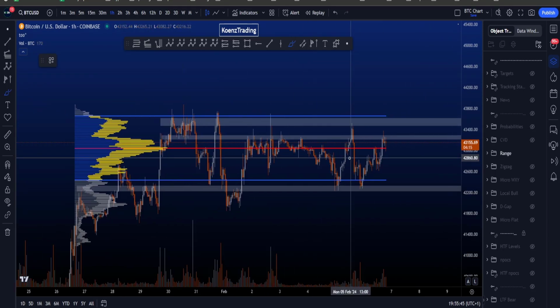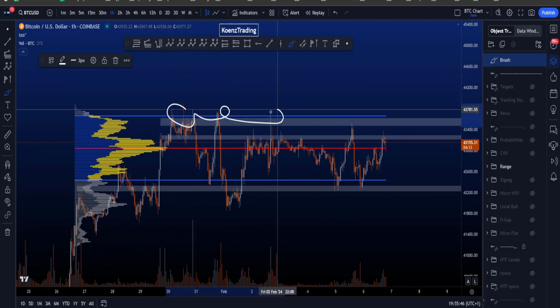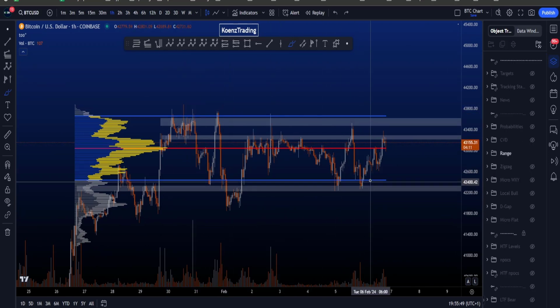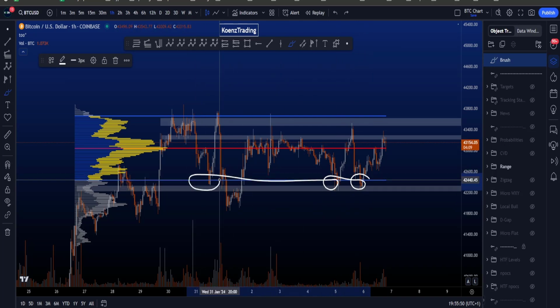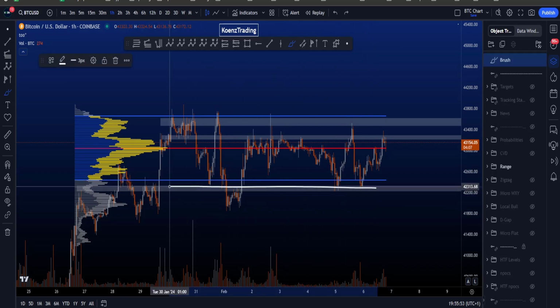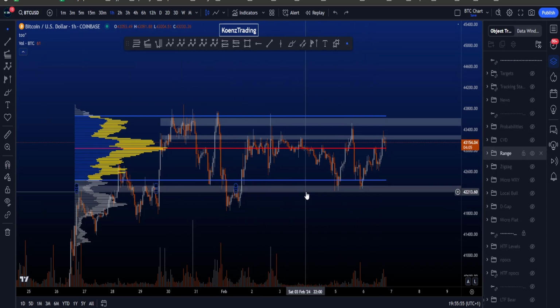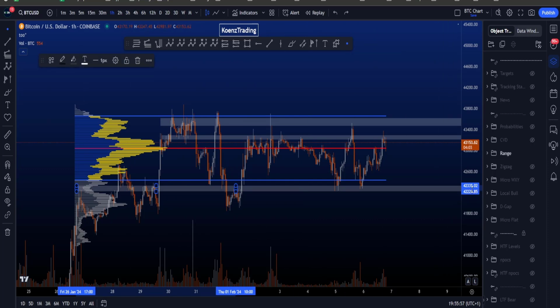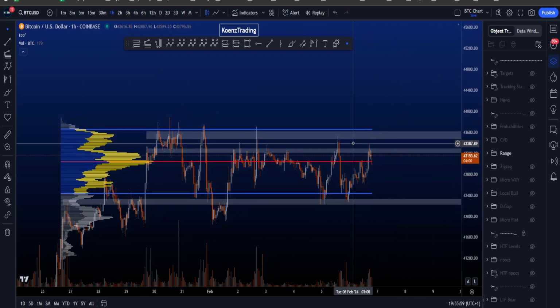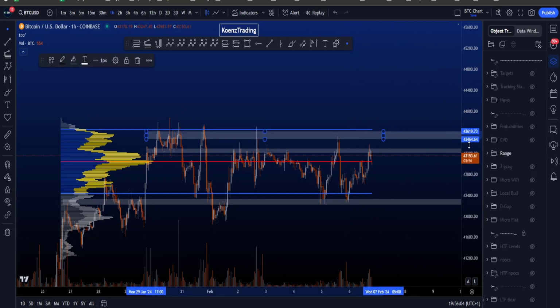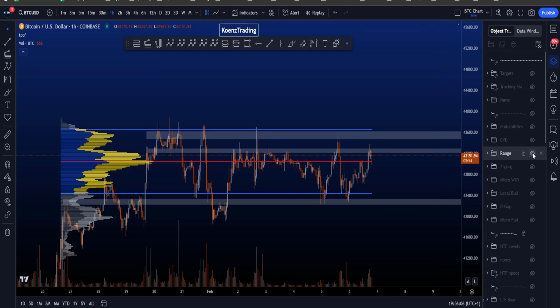Now this is a very interesting volume profile, and as you can see, the value area high very nicely respected, value area low acting as support a few times, but also at the low of this range we have a support area between 42.2k and 42.4k, and we have above price one more resistance area here, 43.4k to 43.6k.